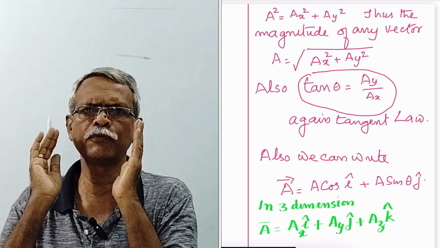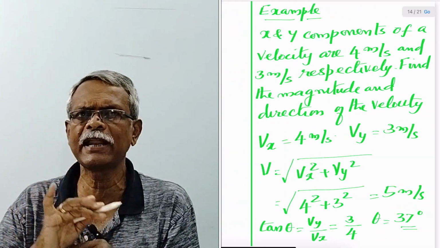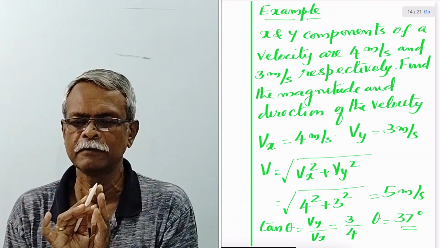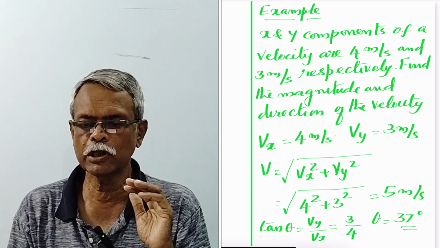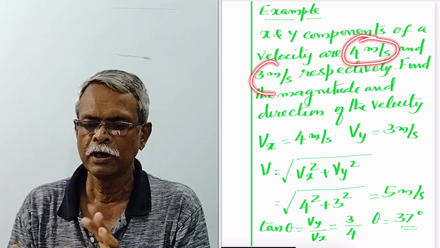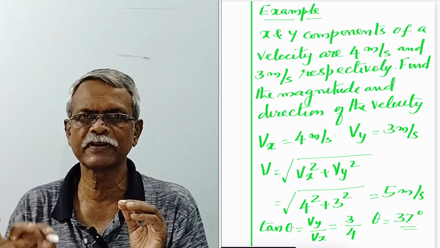That is, we want to find the magnitude V and also the direction. Direction is the direction made with the x-axis, because what angle it is making with the x-axis. Vx is equal to 4 meter per second. Vy is equal to 3 meter per second.